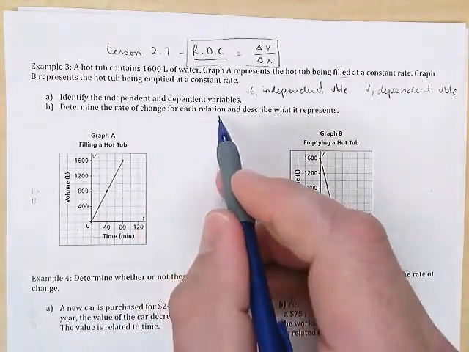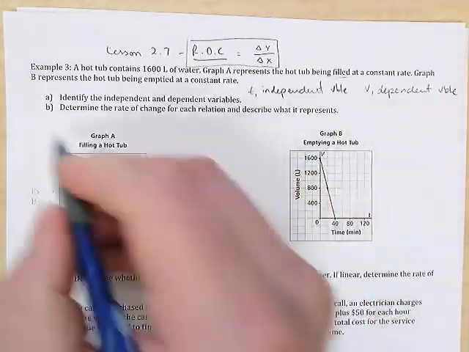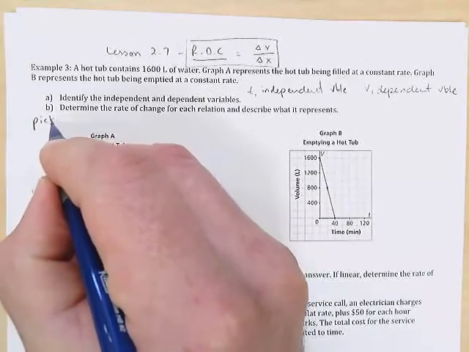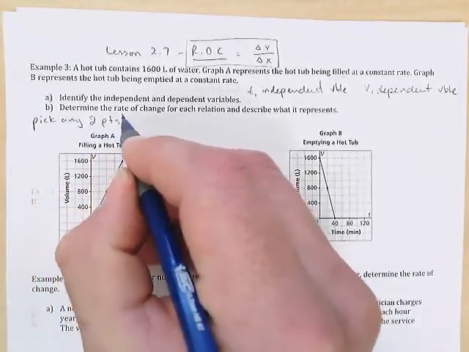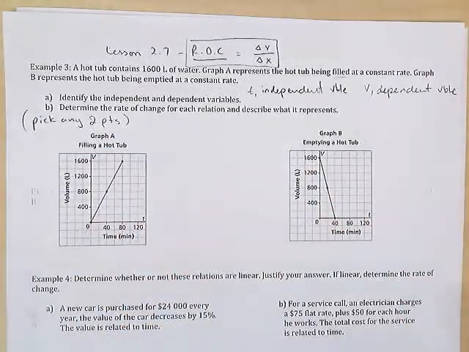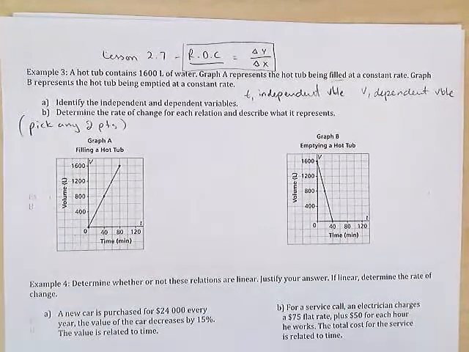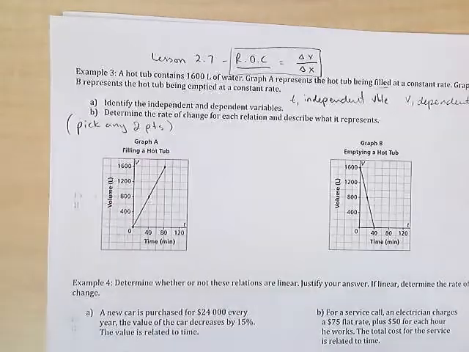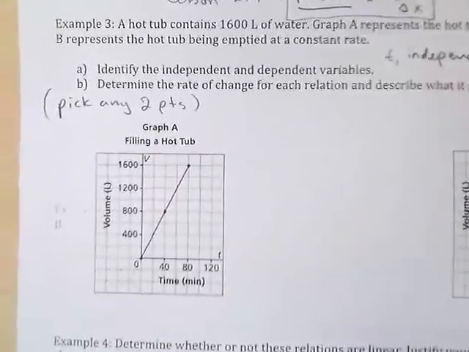Determine the rate of change of each relation and describe what it represents. Okay, so the bottom line here is you need to pick any 2 points. We know that these are linear, right? The graph tells us they're linear, so we're not checking for whether or not these are linear. It's a linear relation. We know that. So now we just need to find the rate of change. So I'm going to zoom into one graph at a time here.